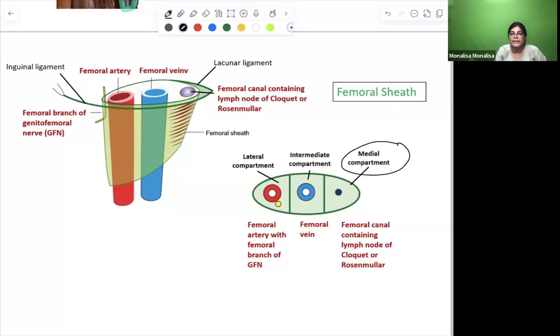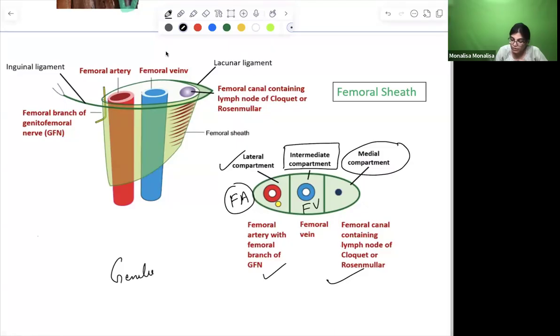What is the medial compartment containing? The medial compartment of the femoral sheath is also called the femoral canal, and it contains the deep inguinal lymph node of Cloquet. The intermediate compartment contains the femoral vein, and the femoral artery is the content of the lateral compartment along with the femoral branch of GFN. What is GFN? Genitofemoral nerve. So all these are the contents of the femoral sheath in the medial, intermediate, and lateral compartments.